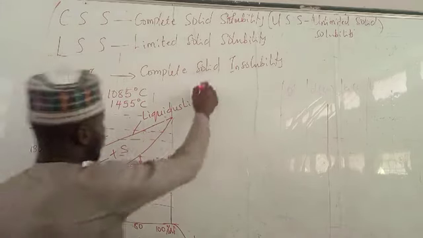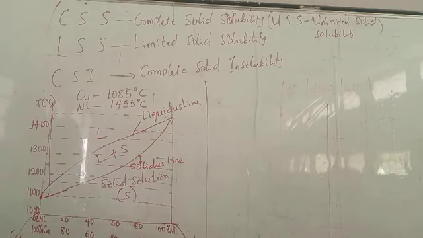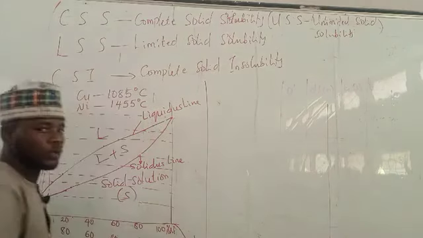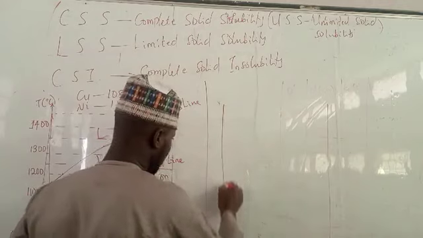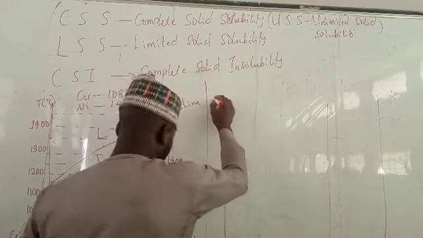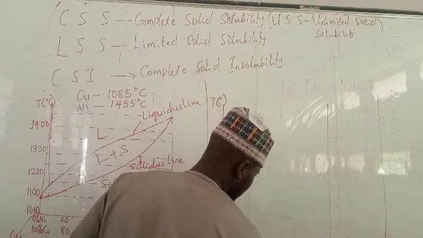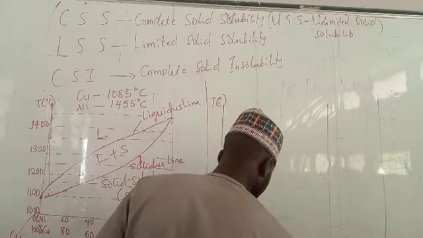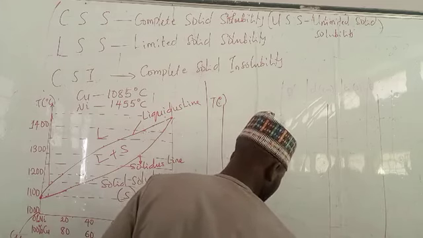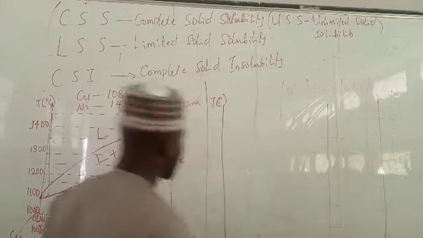The next curve we'll be looking at is limited solid solubility. Just as the word says, there is solubility, but the solubility is limited. For us to draw this kind of curve, as usual, we draw the axes. Here we are going to have the temperature, and here we are going to have the composition axis, or weight percent.